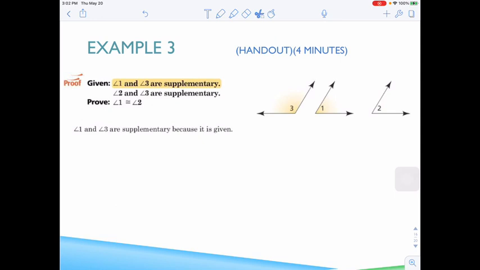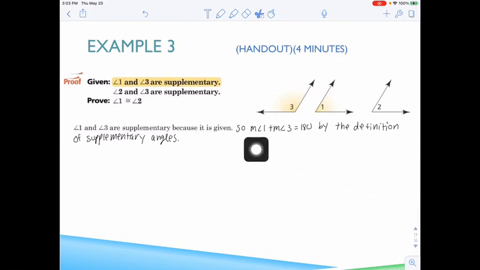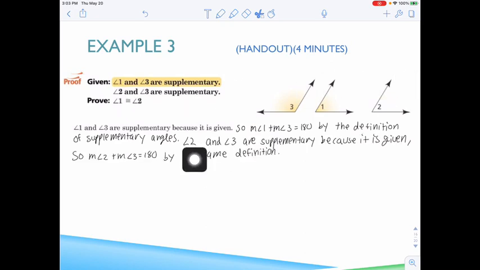They started the proof for us with the given by saying angle 1 and angle 3 are supplementary because it is given. We can say, so measure of angle 1 plus the measure of angle 3 equals 180 by the definition of supplementary angles, because we know the measure of supplementary angles add up to 180. So far, we've only used the first line of the given statements. We also know that angle 2 and angle 3 are supplementary because it is given, so the measure of angle 2 plus the measure of angle 3 equals 180 by the same definition.